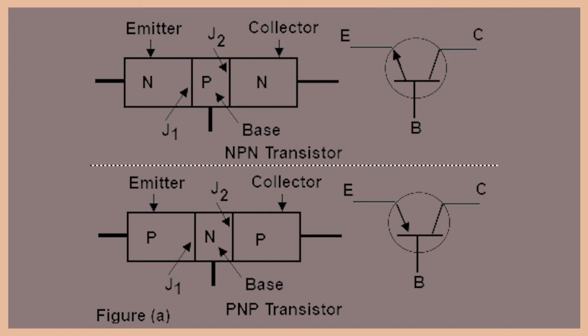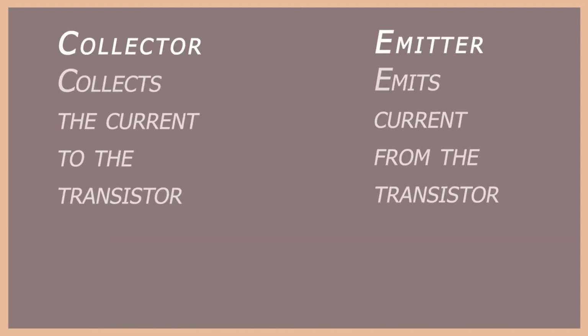So, quick introduction about BJTs. They are about the same as a diode, but instead of having two semiconductors, they have three. And there are three pins on the transistor, which are called a collector, a base, and an emitter each. As the name suggests, the collector collects a current, and the emitter emits a current.